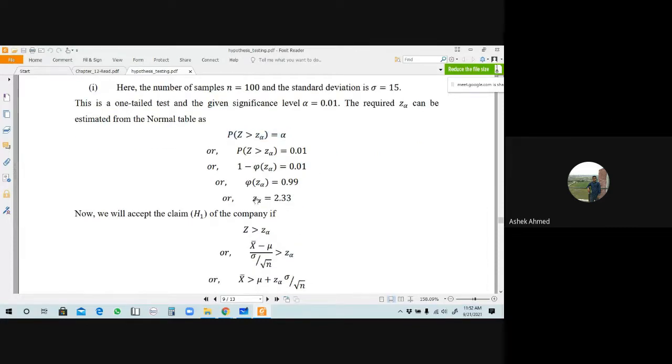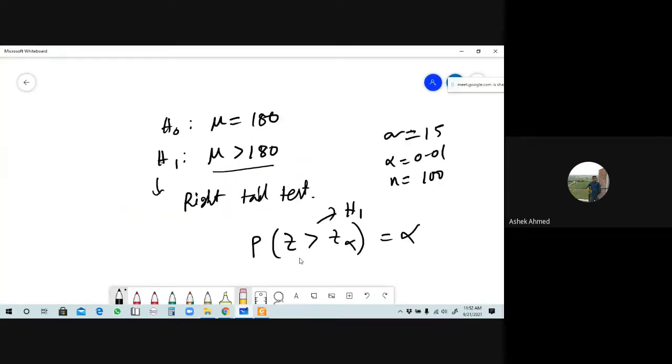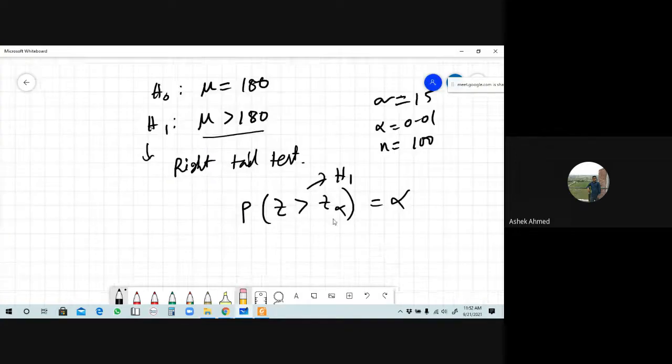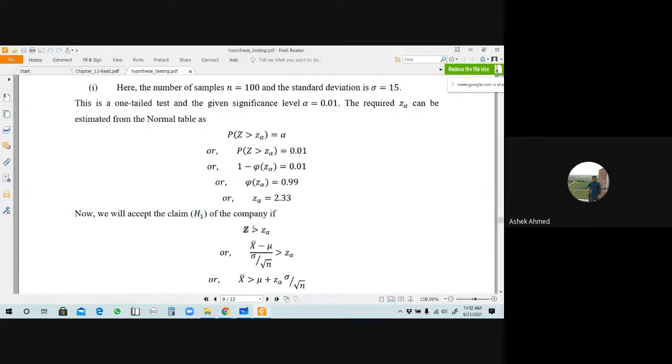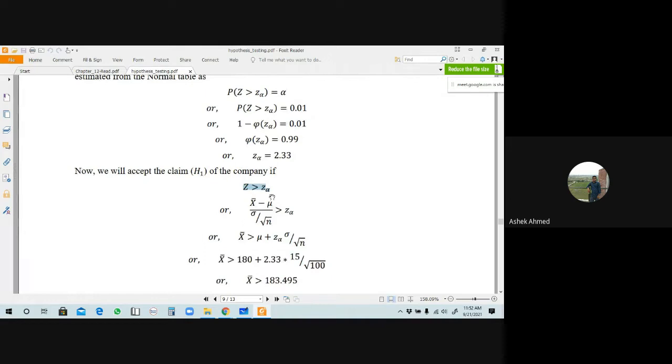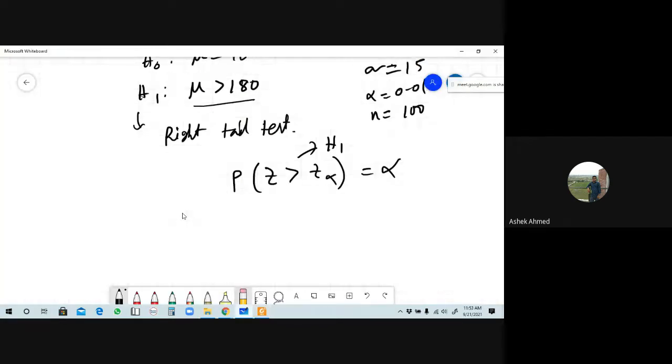So we have to find out the value of z suffix alpha by using the previous concept that I have already discussed. We will accept the claim, H1 is true, in the region where z is greater than z suffix alpha, which is the rejected region. So in that case, what will be the value of z suffix alpha? Z is greater than z suffix alpha here.